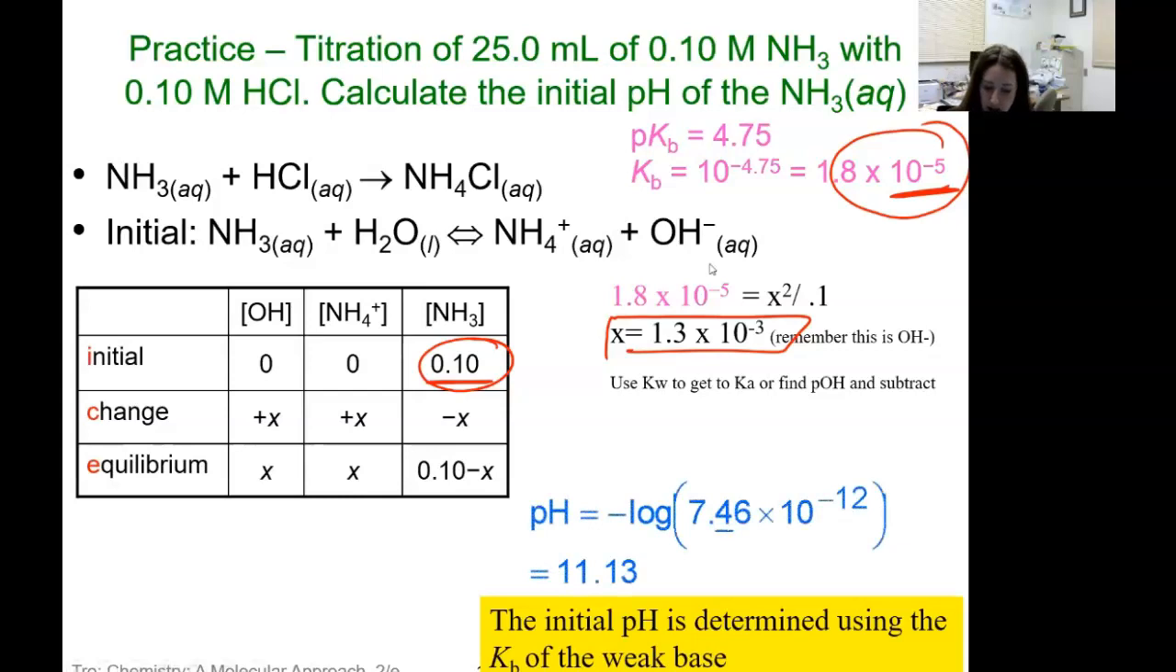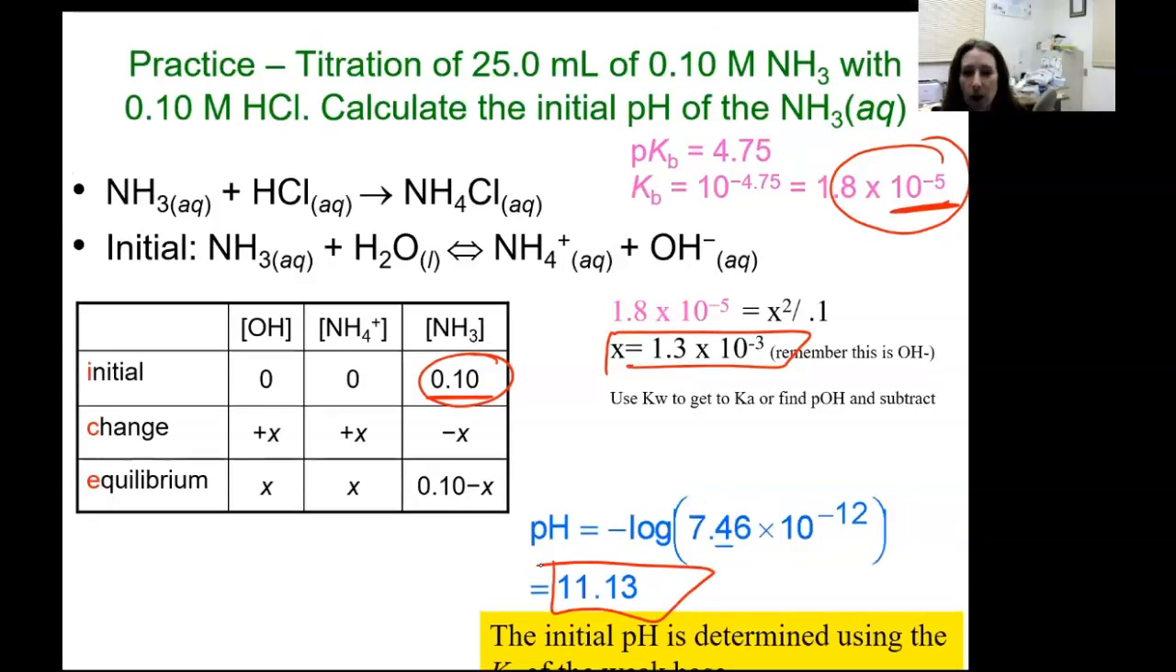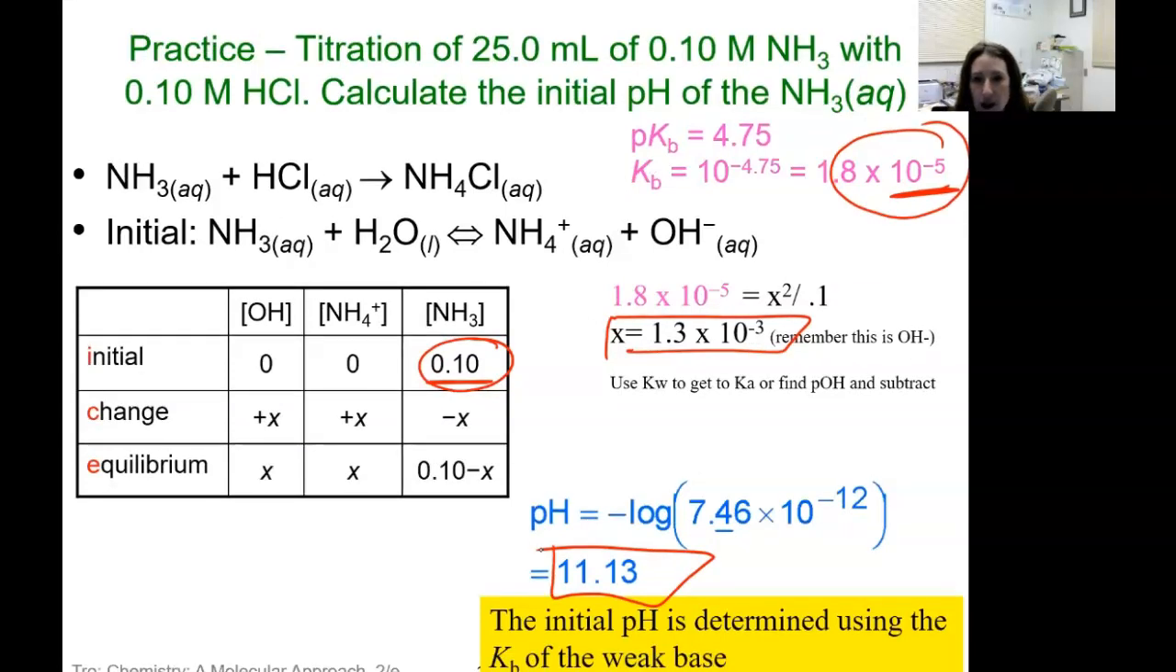Okay, so when we do this, again, you could have done pOH, Kw, whatever. Anyway, no matter what, I feel like we know how to do this now. We get 11.13. So again, weak base, only a base. This is just going to be doing the Kb of a weak base.